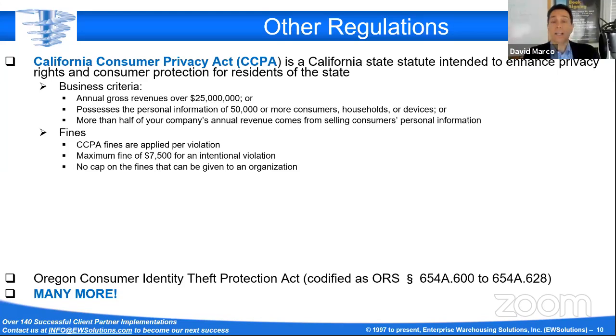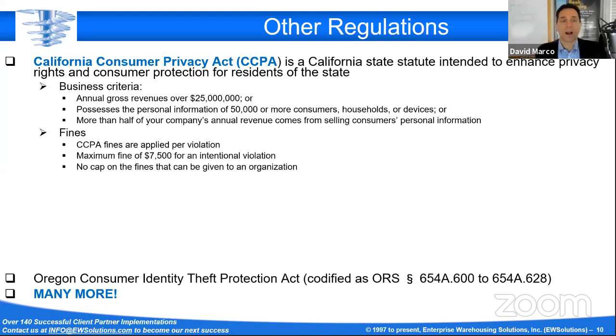So if you have 20,000 consumers in 20,000 households with 20,000 devices, that's 60,000, you now are under the auspices of CCPA. One more: or, more than half your company's annual revenue comes from selling customers' personal information. So this covers just about certainly any mid-sized or larger firm, and many smaller firms as well.